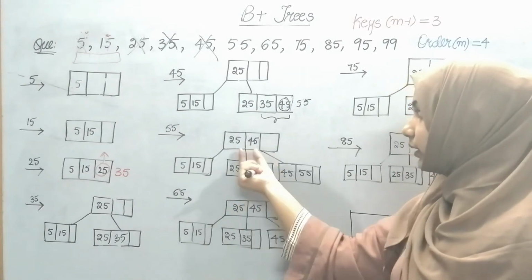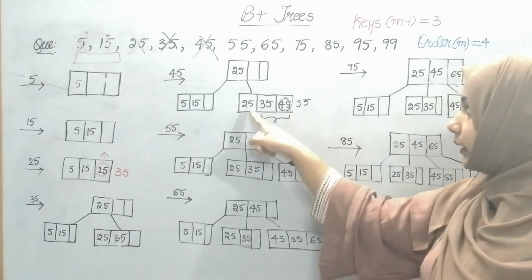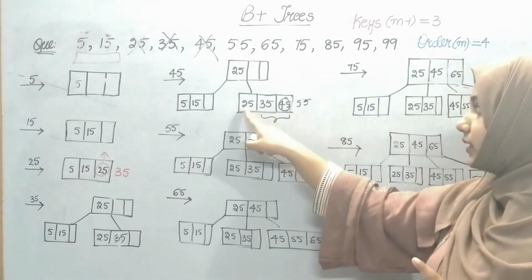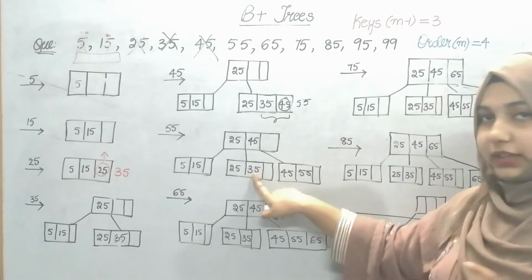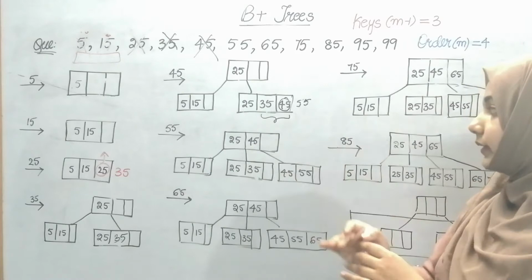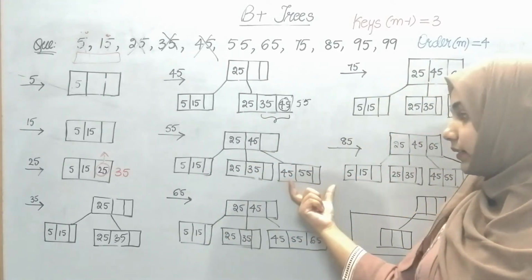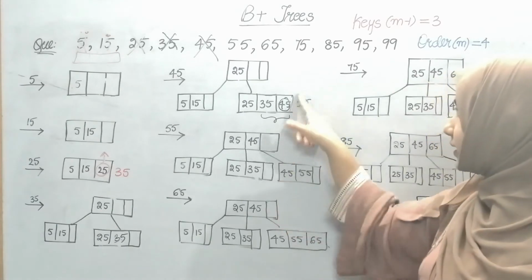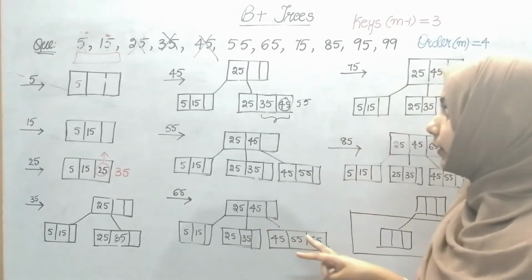Between 25 and 45, the numbers that fall will be here. So between 25 and 45 are 25 and 35. So 25 and 35. Okay, clear? So next, 45. The numbers that are equal to or greater than 45 will be on this side. So 45, and what is the number greater? 55. Getting it?